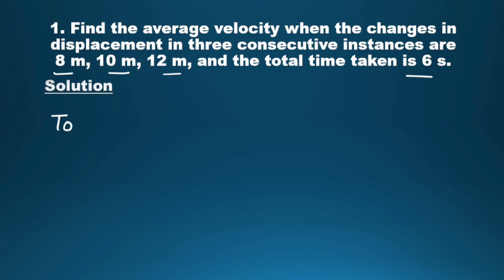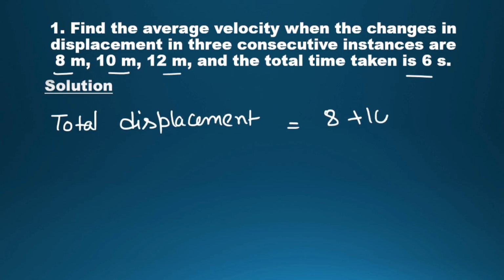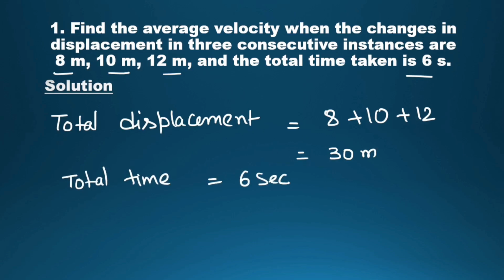Now what is the total displacement here? Total displacement equals 8 meters plus 10 meters plus 12 meters. Now it is 30 meters. What is the total time taken? Total time taken given is 6 seconds. Now find the average velocity.